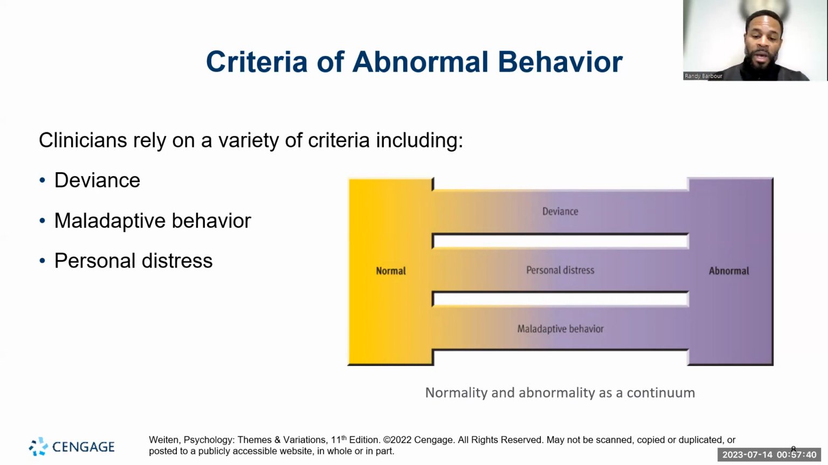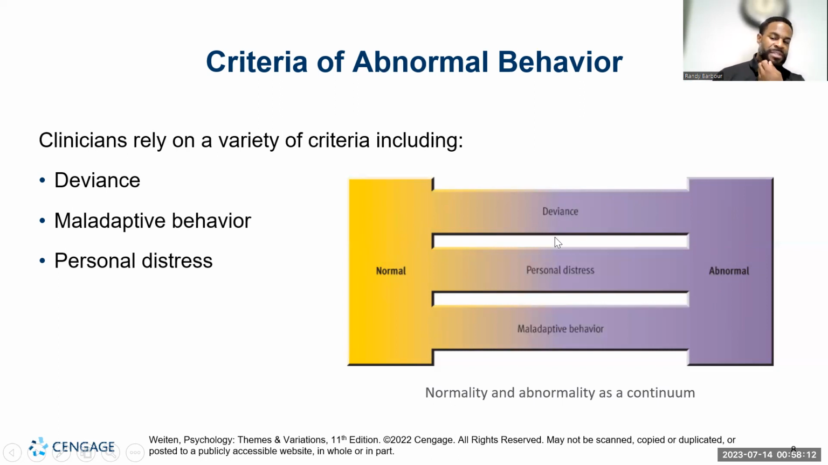So you go from the left-hand side here, the normal, in the yellow. And then as you move to the right, you move more to the abnormal. Individuals can be anywhere on this continuum. Nobody's solely normal, right? There are going to be moments where we have some deviance, or some personal distress, or some maladaptive behaviors. But those who are more severe will be further over to the right-hand side of that continuum, right?